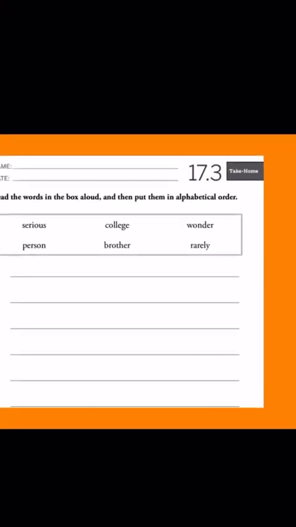Okay? There's one more thing. Once you're finished with that, you're going to do 17.3. You're going to put the words in the box in alphabetical order. Okay, let's read through those words together. We have serious, person, college, brother, wonder, and rarely. Okay, you're going to put all those in alphabetical order.